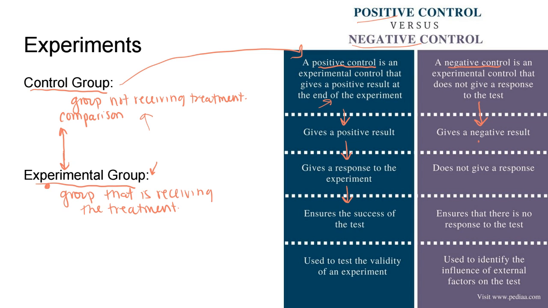It gives a negative result, no response, and it ensures that because there's no response to the test, you know that there is no external influence that is causing a positive response that you might accidentally say is from your experiment or from your independent variable, when in reality it is just a natural external factor that you did not take into consideration.